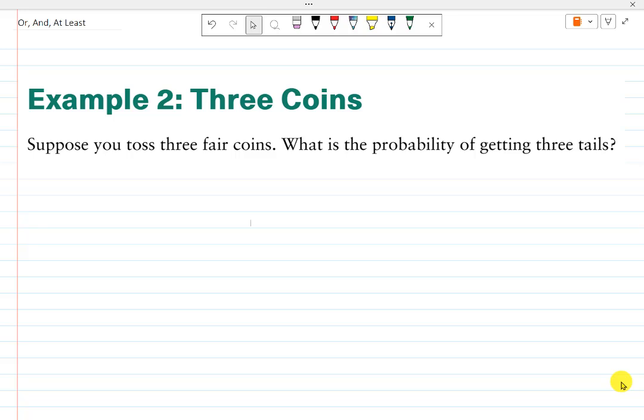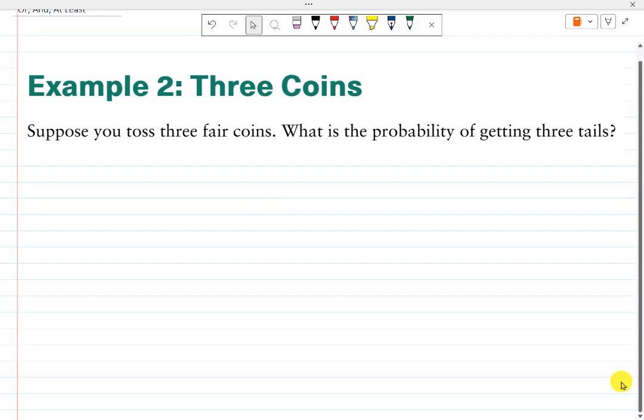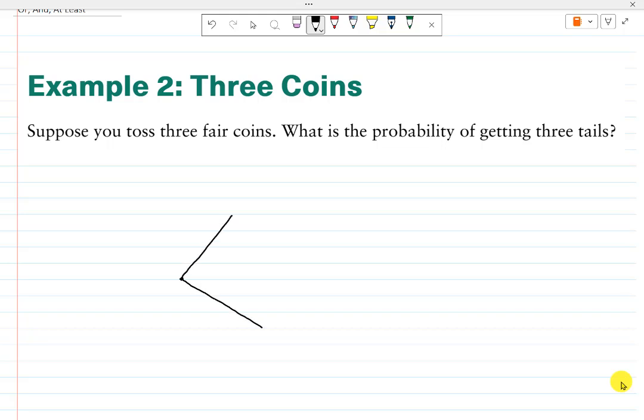What I want to do is redo the counting method where I use the tree diagram to count out all the possible outcomes that you could have when you flip three coins. So I'm going to go ahead and start with flip number one, either heads or tails. So there's the first flip. And I'm going to continue on.